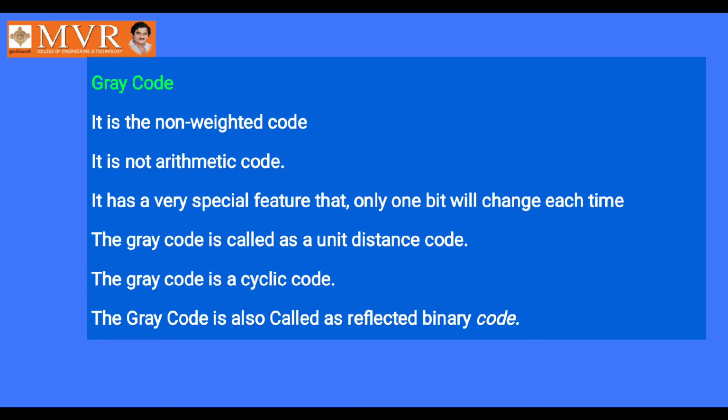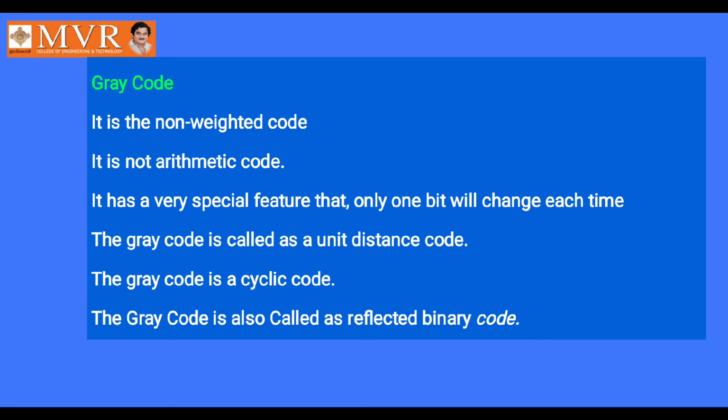Weighted means there are positional values. For 8421, for 4 bits, the first bit is 1, the second bit 2, the third bit 4, and the fourth bit 8. Some weights are given to each position. In 2421 also some weight is given. Whereas for XS3 and gray codes, there are no weights given. That's why these three are called non-weighted codes.